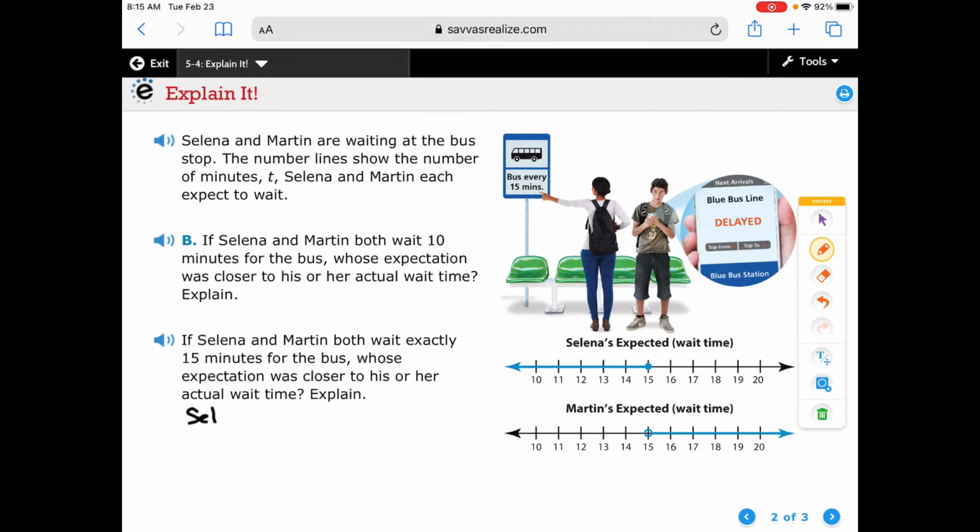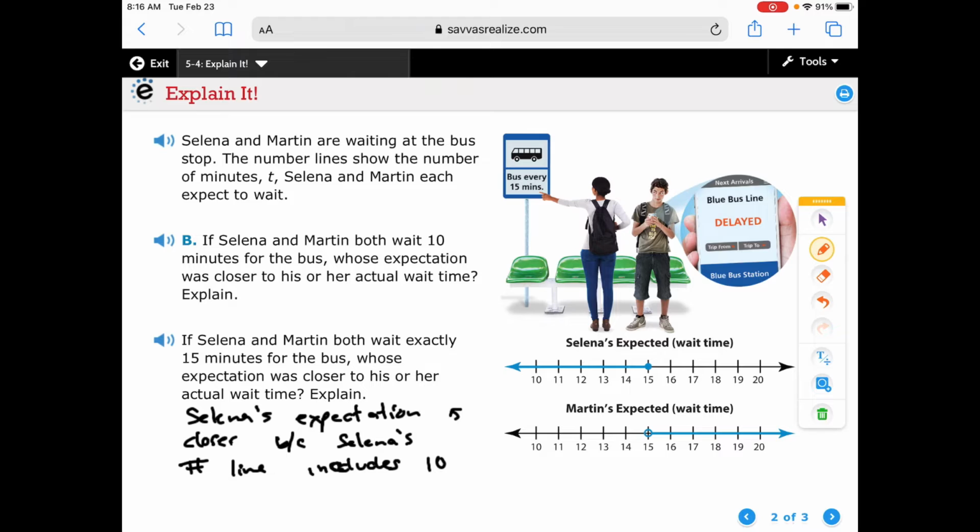So if we look, Selena's expectation is closer because Selena's number line includes 10 minutes. Okay, and we can see that here it goes through 10 minutes where Martin's does not include 10 minutes. Okay, so make sure you have that written in on the bottom of page 280.